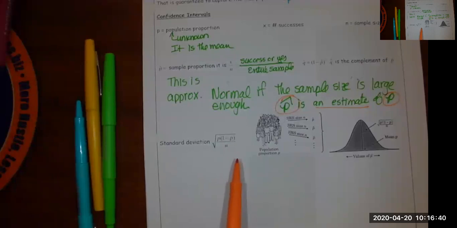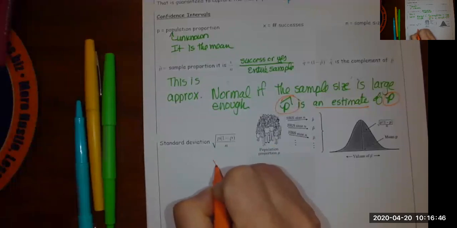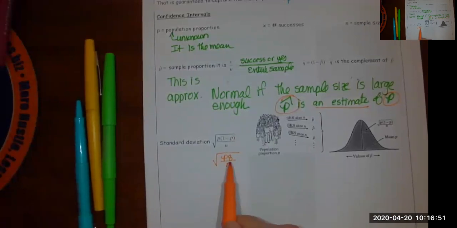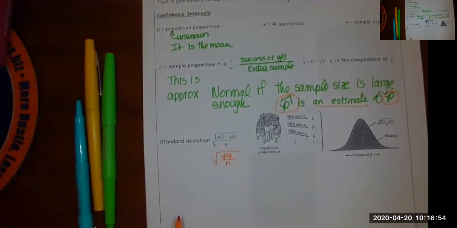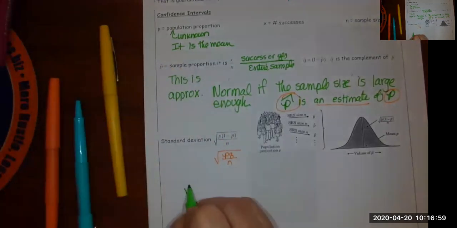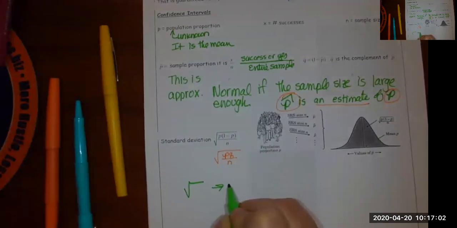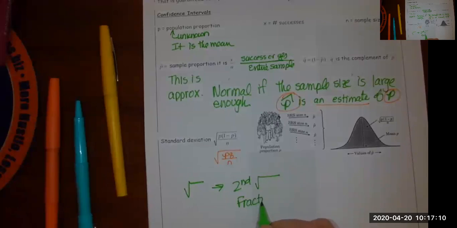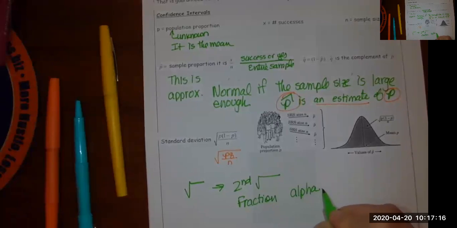Now we're going to kind of get a better one. It's the square root of P times 1 minus P over N. Another way you could say that would be P times Q over N. But if we put Q down, that's another letter, so you could think about it as 1 minus P. If you've forgotten how to put the radical into your calculator, it's second square root, and then to get a fraction, remember it's alpha y equals, okay?